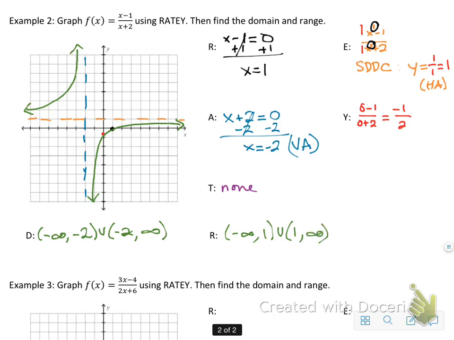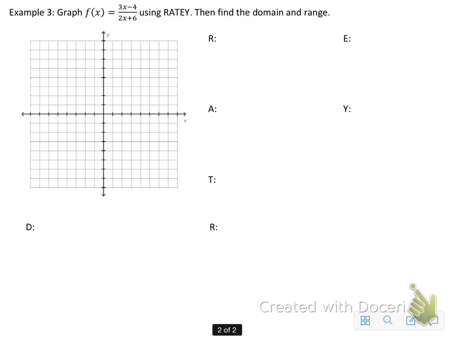So as you can see, the problems go faster as you know what RATE stands for. Let's do one more. We've got R, so we set our numerator equal to 0. That means that 3x minus 4 needs to equal 0. You solve for x. So we add 4 to both sides. 3x equals 4. And now we divide by 3. So x equals 4/3 is a point. Well, 4/3 is a little bit bigger than 1, so it's over here on the x-axis.